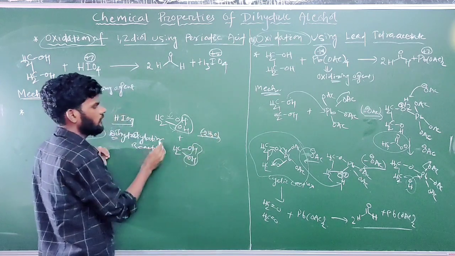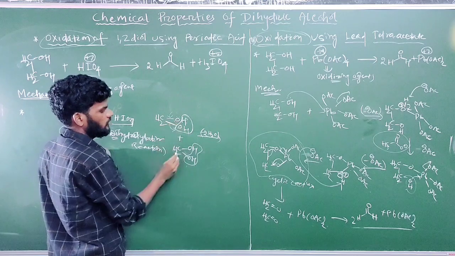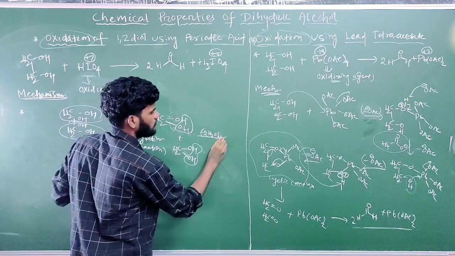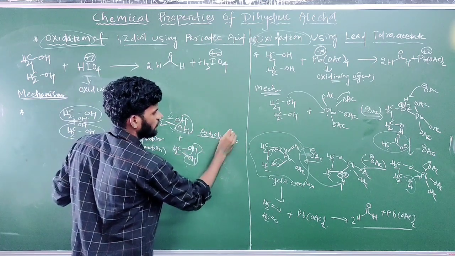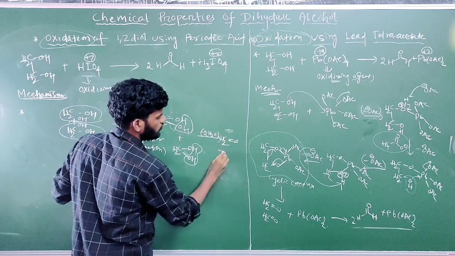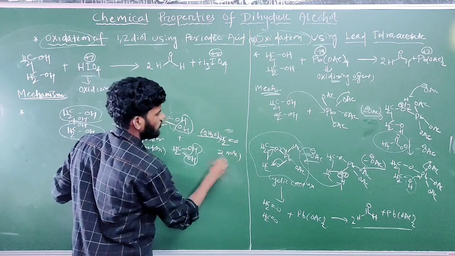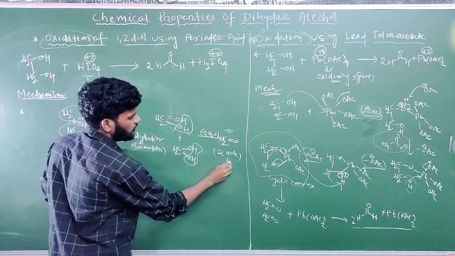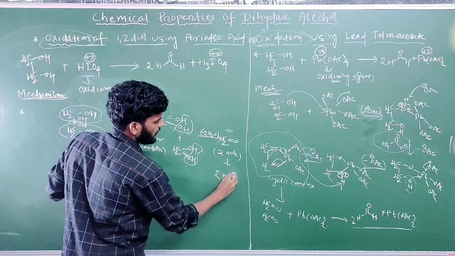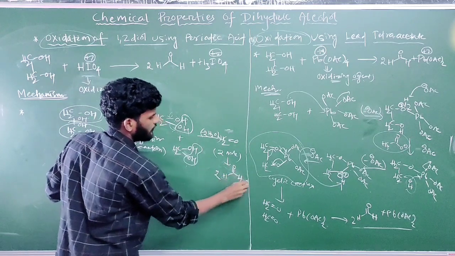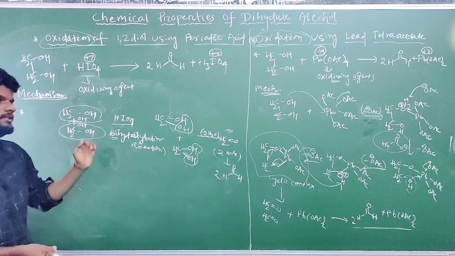Then what will it form here? Here CH2=O, and here also CH2=O. CH2=O, 2 moles. CH2=O is formaldehyde, so 2 moles of formaldehyde. This is the short trick you can use in the entrance examination.